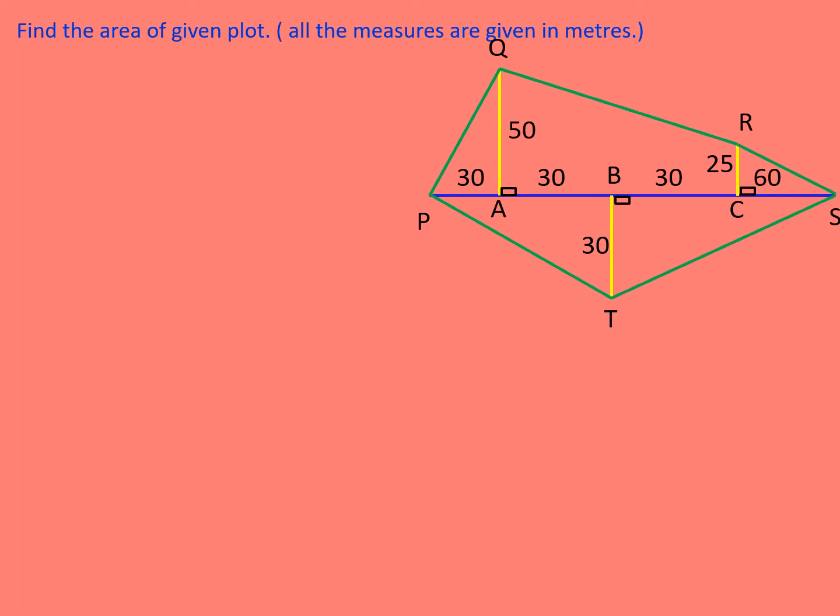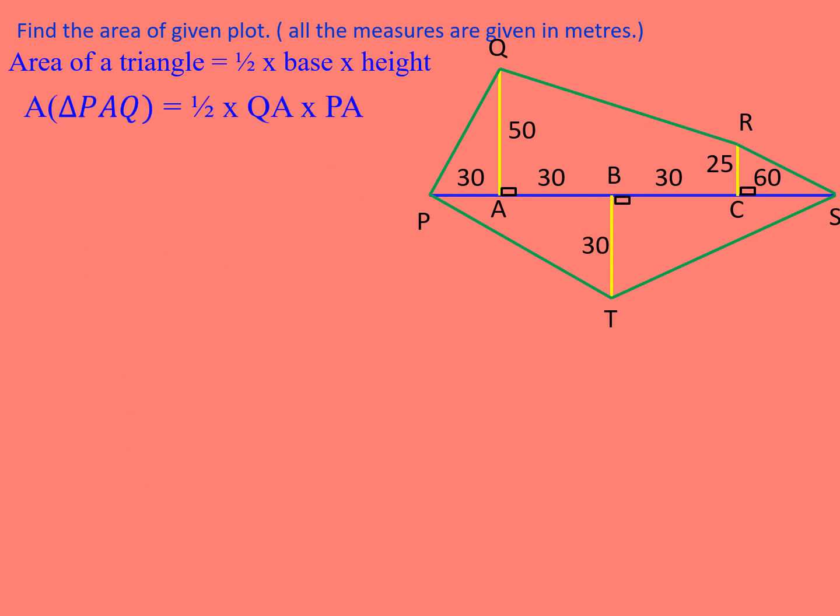You will find that there are triangles and a trapezium. So let us see one by one and find out the area of the different geometrical figures which make the complete figure. First one is the area of a triangle. As you know, area of triangle equals half into base into height. So we are taking triangle PAQ.